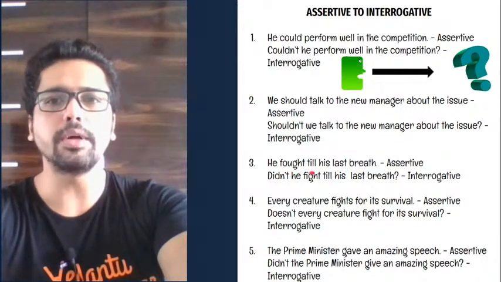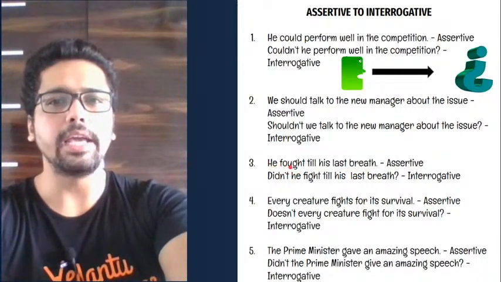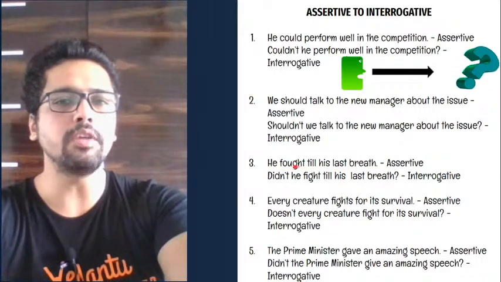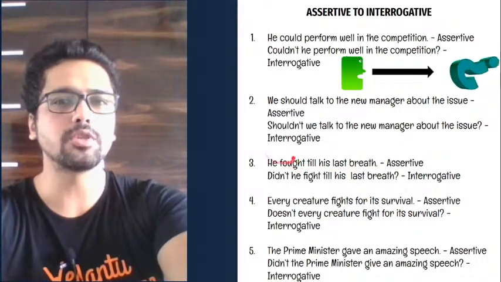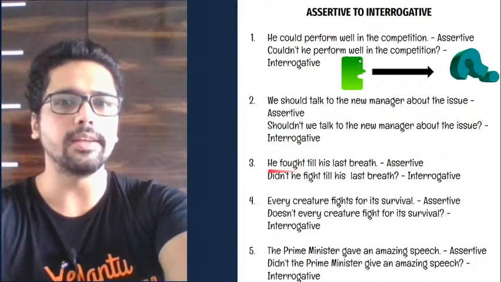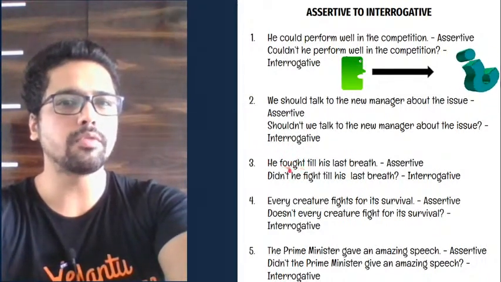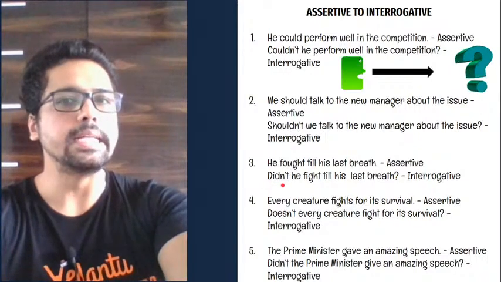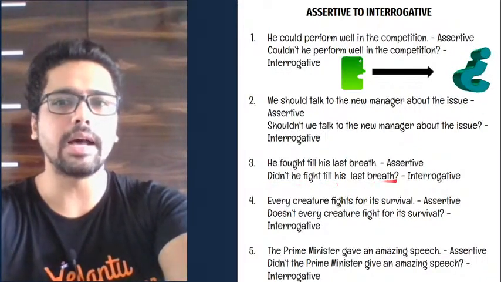Look at this here. He fought till his last breath. There is only main verb, fought. There is no auxiliary verb. So in this case, we have to use do, does, or did. Over here, it is a past tense. Of course, I'll use didn't. Look at this here. Didn't he fight till his last breath?